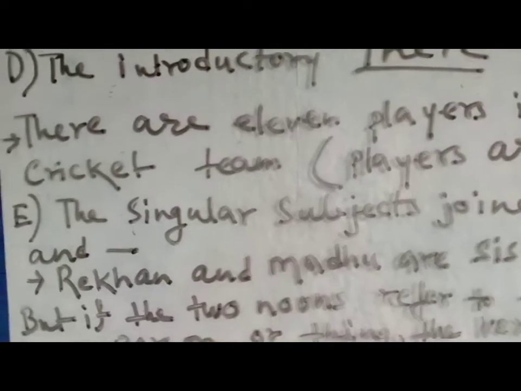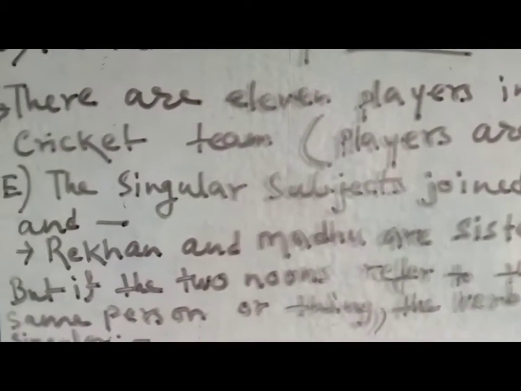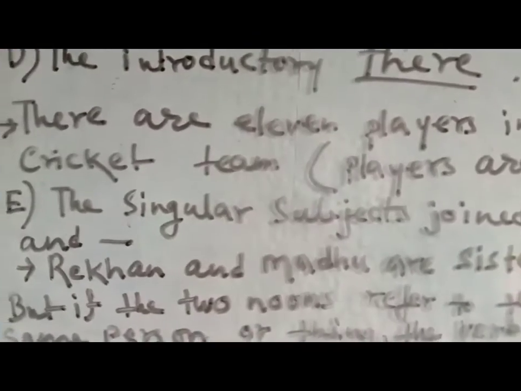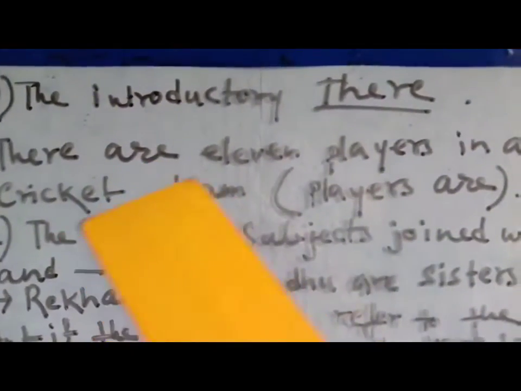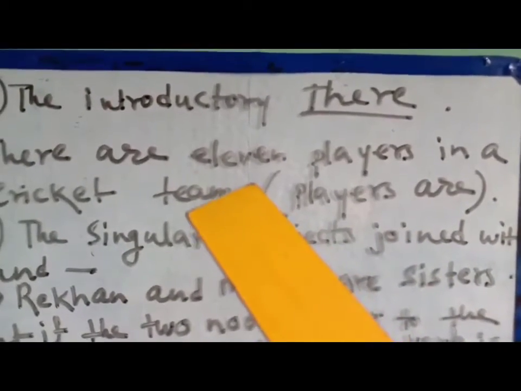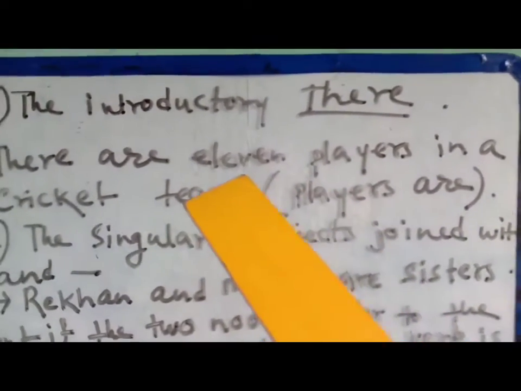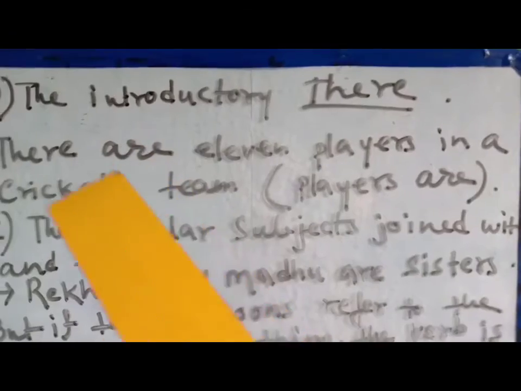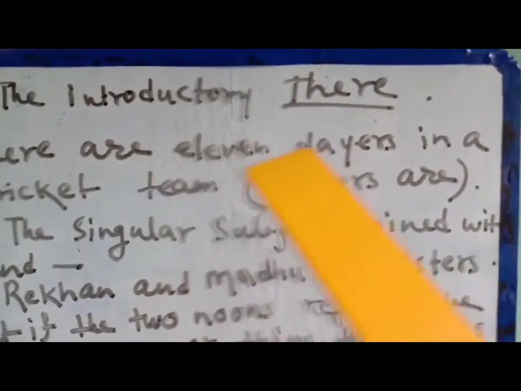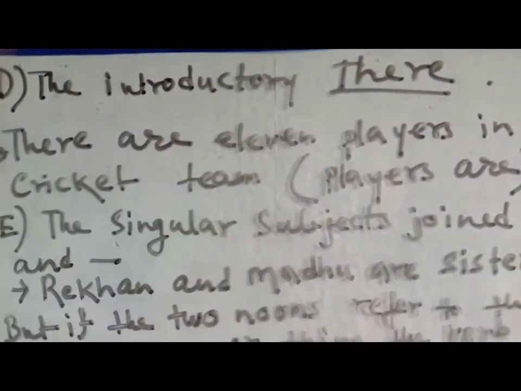Clear? So now see what is written here, that is why "there are 11 players". So 11 players means obviously not one, more than one. That's why we have written "are". According to the subject we have written the verb. Clear?